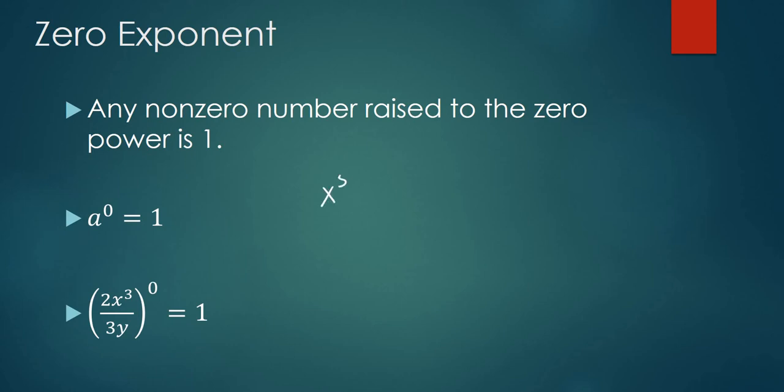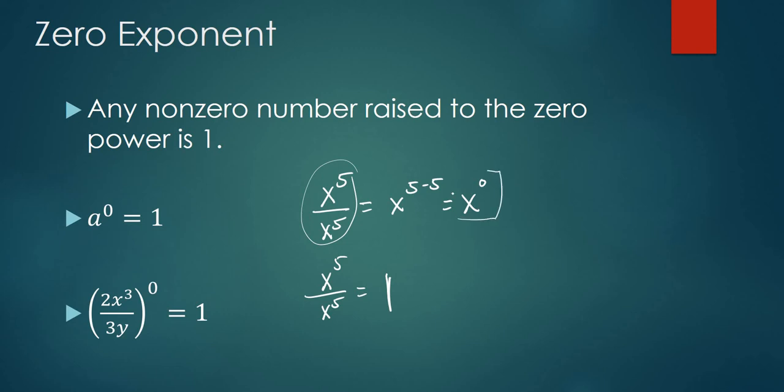So if I have x to the fifth over x to the fifth, using my quotient rule, that would be 5 minus 5, which is 0. But I know from experience that if I have any fraction where the numerator is exactly equal to the denominator, that always equals 1. So if x to the fifth over x to the fifth equals x to the 0, and it also equals 1, we know that x to the 0 must equal 1. So anything to the 0 power will equal 1.